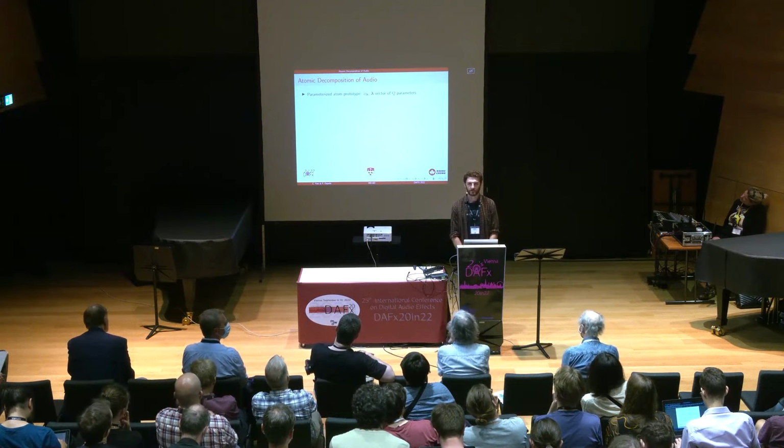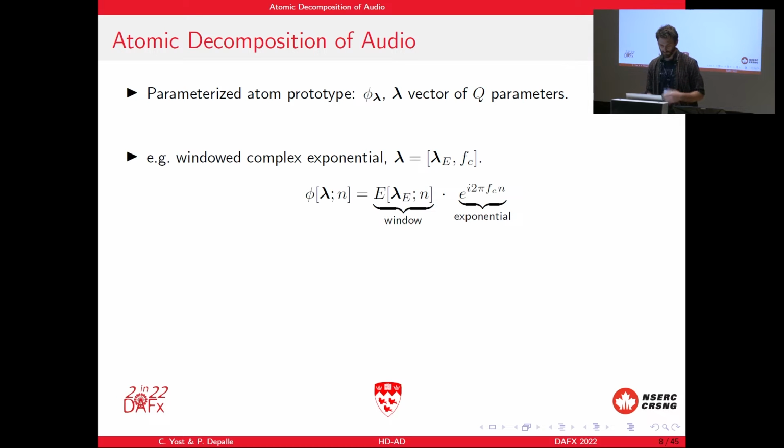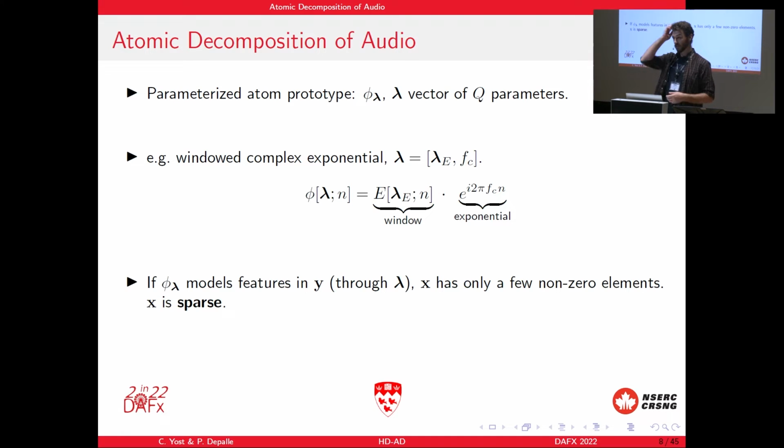So atomic decomposition of audio starts with a parameterized atom prototype, where the atom is controlled by a vector of Q parameters. And a very common structure for this prototype is a windowed exponential. In particular, the window typically controls features in the audio. And when those features are in the signal you're trying to decompose, you can describe the signal with only a few atoms, in which case the decomposition is sparse. Another way to put that is that x has only a few non-zero entries.